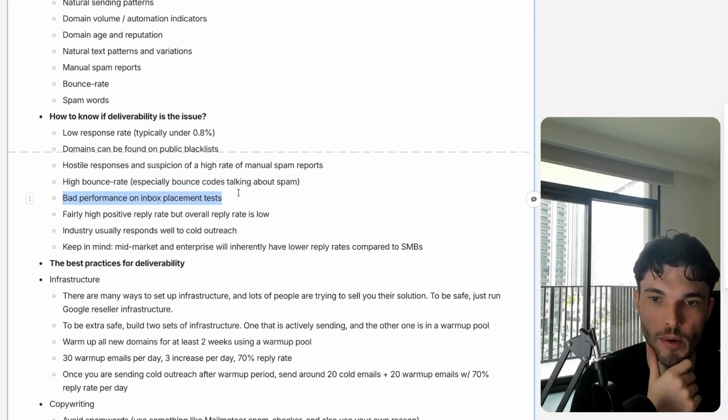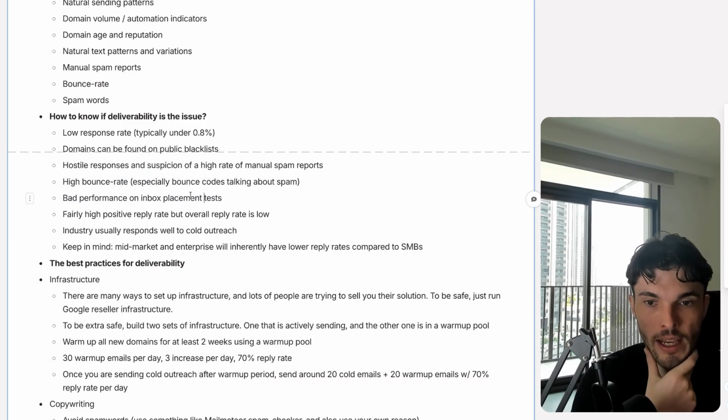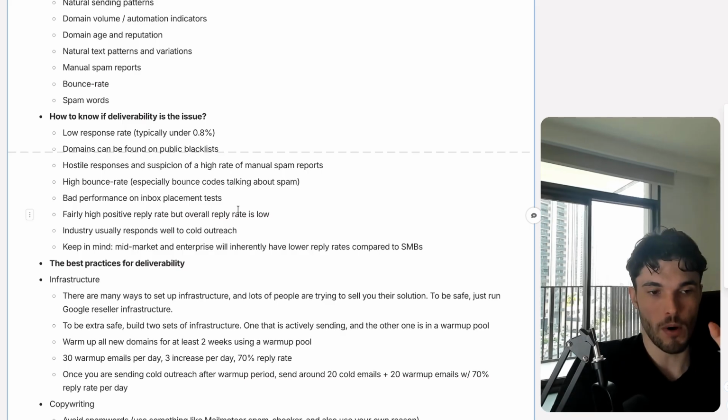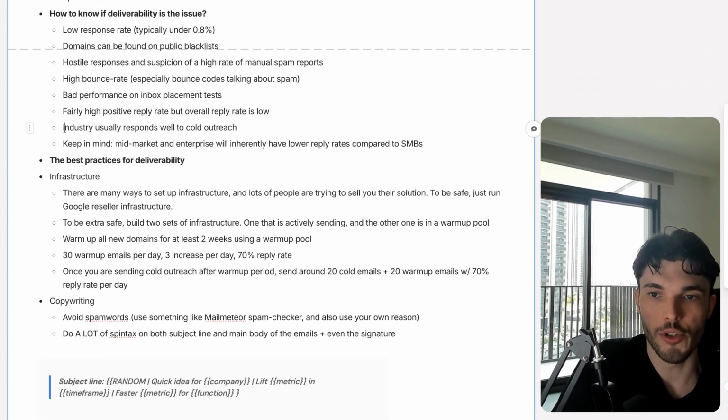Another one is bad performance on inbox placement tests. So you're running your inbox placement tests through a tool like Instantly, and you can see that your email's not landing. Of course, that is a red flag. Fairly high positive response rate, but overall reply rate is low. So people are responding positively, but the general overall response rate is low. Your industry usually responds well to cold outreach, so your competitors are getting good response rates, but you're not.